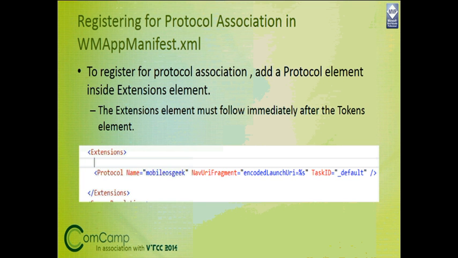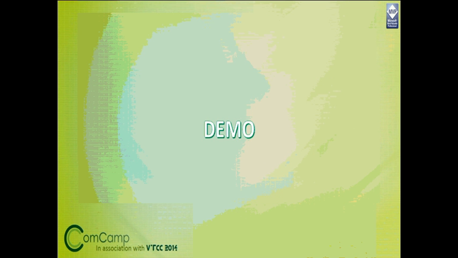The same thing applies even for the task ID as well. You can't change the task ID, right? And the extensions element must again immediately follow the tokens element, or else you'll get an error. So let's go back to our demo, and now let's see how to integrate the protocols association within your application.